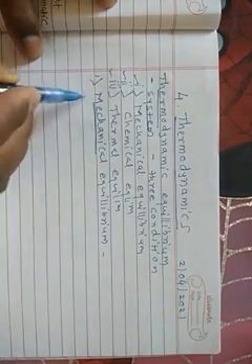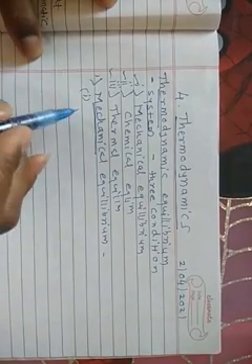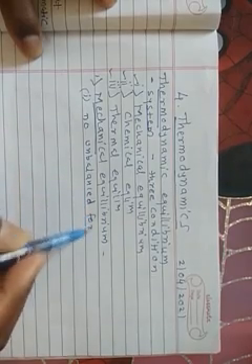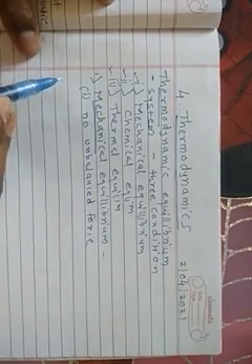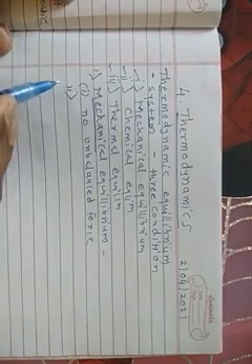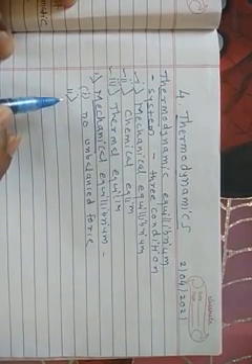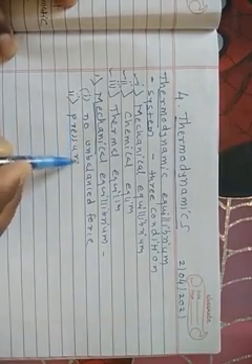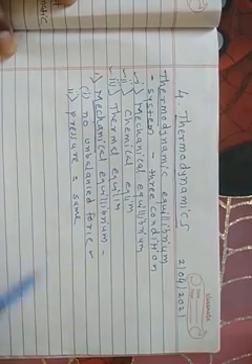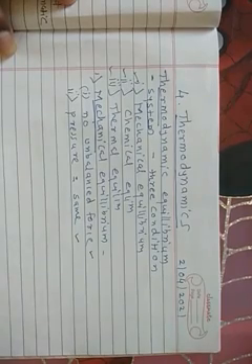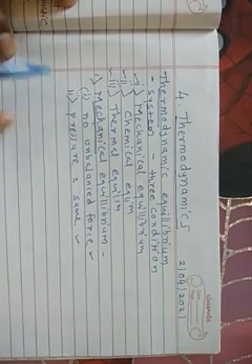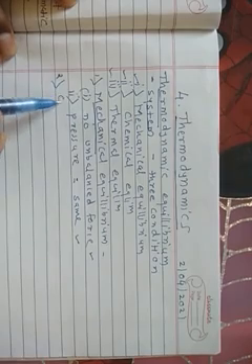In mechanical equilibrium, the first condition is that there should be no unbalanced force acting on the system, and no unbalanced force between the system and its surroundings. Number two, the pressure throughout the system and surroundings should be the same. If these two conditions are satisfied, then the system is said to be in mechanical equilibrium. Now, the second condition: what is chemical equilibrium?